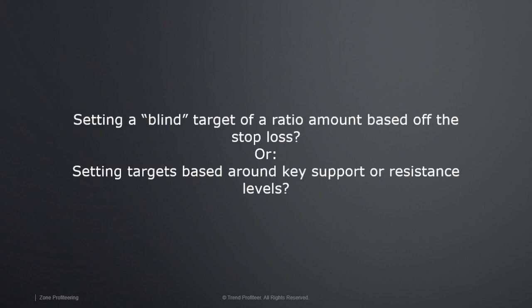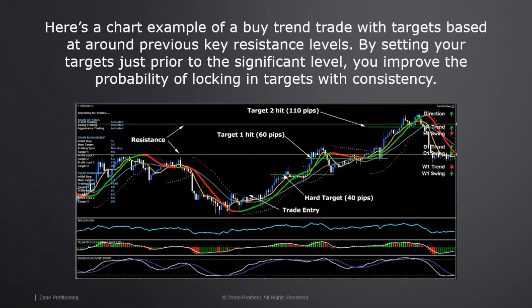So similar to the entry points, but we're looking at targets now. Here you can see a chart example of a buy trend trade with targets based at around previous key resistance levels for this buy trade. By setting your targets just prior to the significant level, you improve the probability of locking in targets, or taking hard targets for that matter, with consistency.